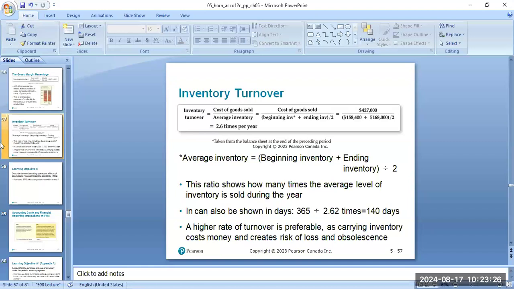140 days might be a good number of days if we're selling mining equipment. But if we're selling simply flowers, or if we're working in a bakery store, and our inventory turnover is 140 days, then we are in big trouble. What that means is we prefer the higher rate of turnover. So every business has to be looked at separately to see what the inventory turnover is and what that inventory turnover means for that business.